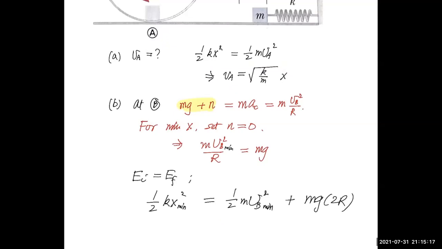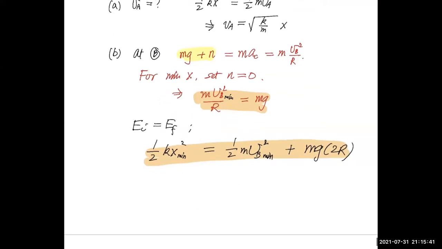So you see, we've got two equations. One is Newton's second law applied to point B, that equation. Secondly is the conservation of energy, relating the initial state to the final state at point B. You need to combine both of these in order to find x minimum. And the math, whatever is left, is quite simple.